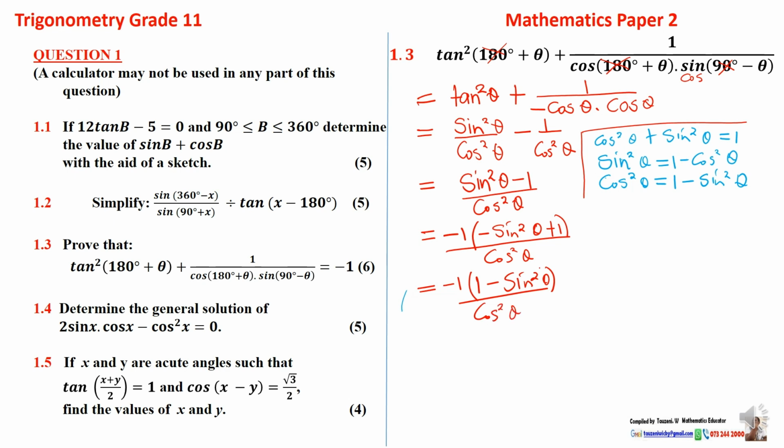1 minus sine squared theta is the value of cos squared theta. Therefore, this is equal to negative 1 factor of cos squared theta and divided by cos squared theta. Then this is equal to, if I divide cos squared theta and cos squared theta, the answer is negative 1. This answers question number 1.3.